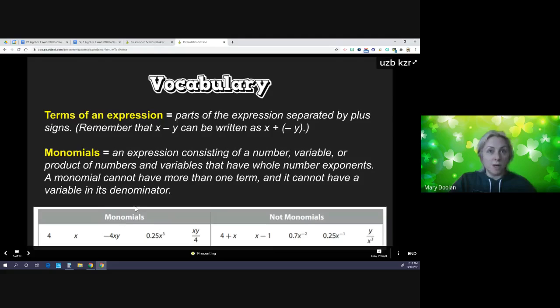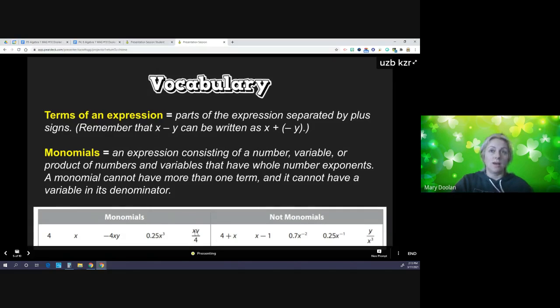Here are some examples of monomials. 4, just 4. It's just a number. That works. x, just a variable. That works. -4xy. We have a product of numbers and variables. That's good. 2/5 x cubed. This is a product of a number and variables, and we have a whole number exponent. 3 is a whole number.